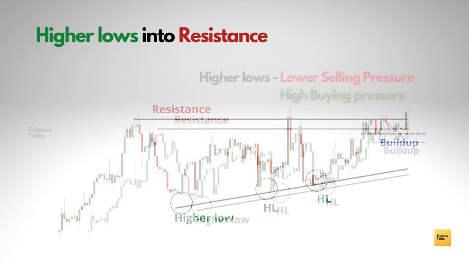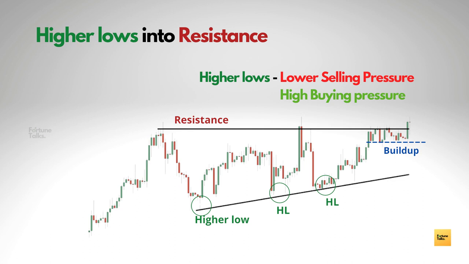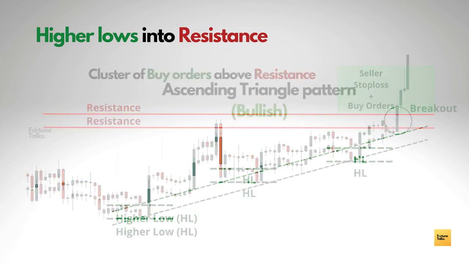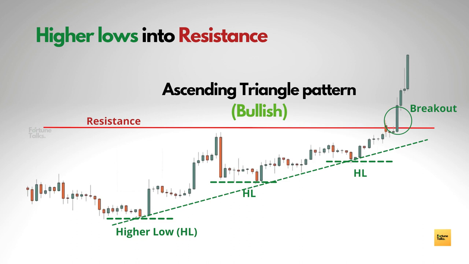Now think about it. When you see higher lows into resistance, what does it tell you? It tells you that there is not enough selling pressure, or the sellers are weak. It also tells you that there is strong buying pressure which supports the higher prices. And the final thing to keep in consideration is that there are buy stop loss orders clustered above the resistance, which are kept by those sellers who went short at the resistance level. And clearly this is a sign of bullish strength.